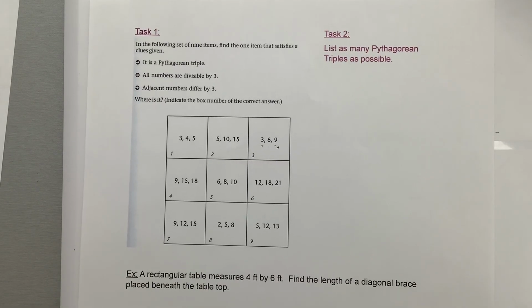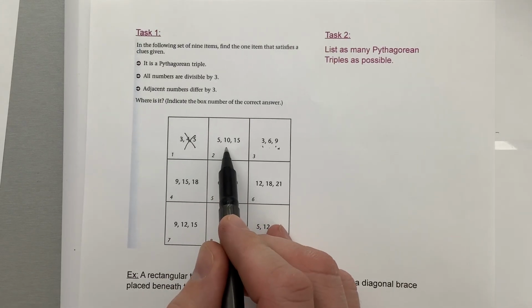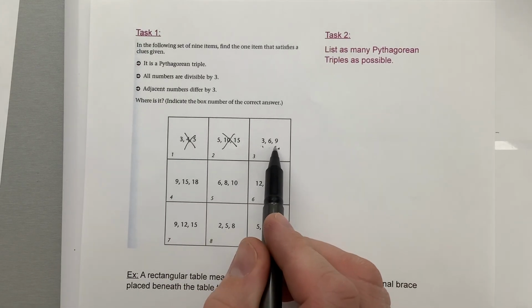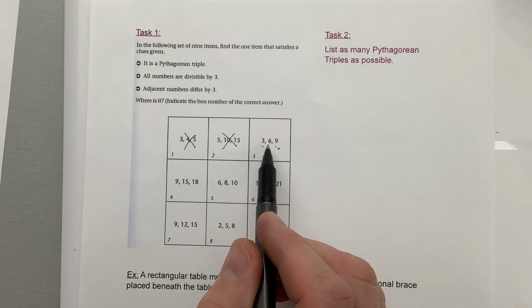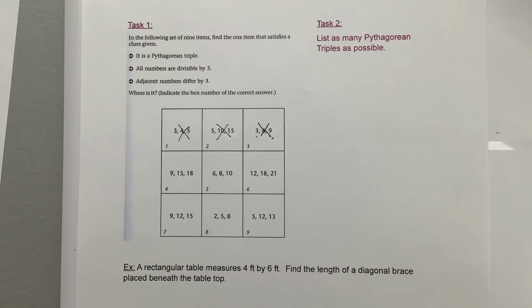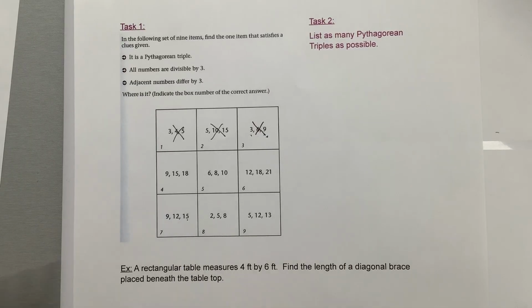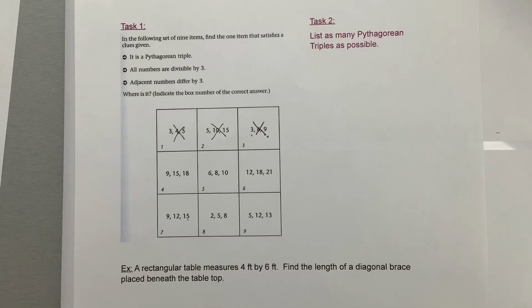Any others? Number 2. Do they differ by 3? Nope. So you probably could start with that one. Does 3, 4, 5 differ by 3? No. Does that one differ by 3? No. 3, 6, 9 differs by 3, but it's not a Pythagorean triple. Anybody else think they see it? Let's look at 7. Oh, 9, 12, 15.